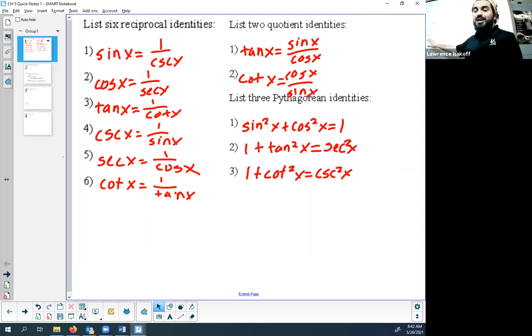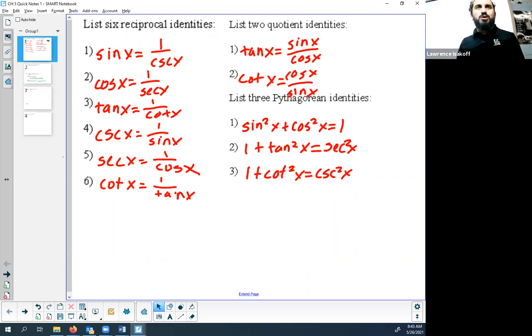Our first 6 identities are rather simple. These are what we call our reciprocal identities. So sine is equal to 1 over cosecant. Cosine is equal to 1 over secant. Tangent is equal to 1 over cotangent. Secant is equal to 1 over sine.